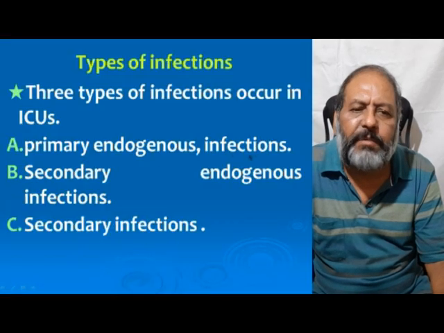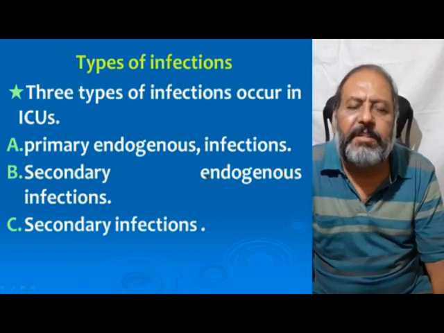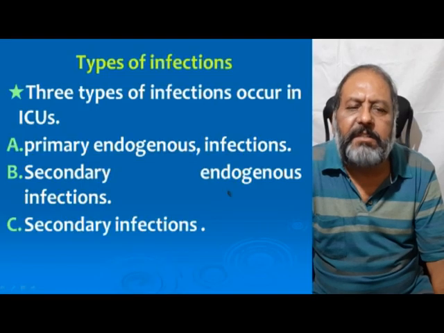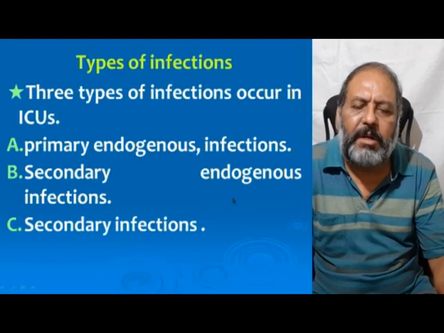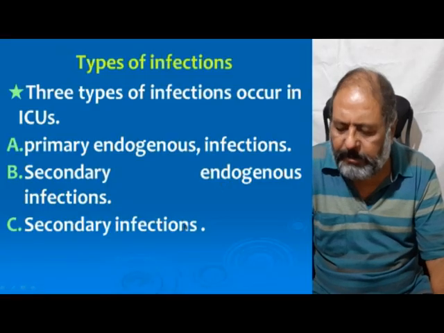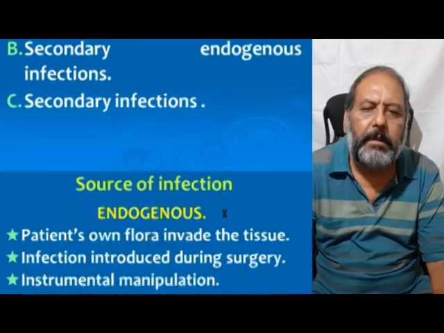Primary endogenous infection, patient's own infection. Secondary, which the patient gets while in the hospital, and that is the endogenous bacteria of the patient's own. They secondarily invade the body, so that is called secondary endogenous infection.